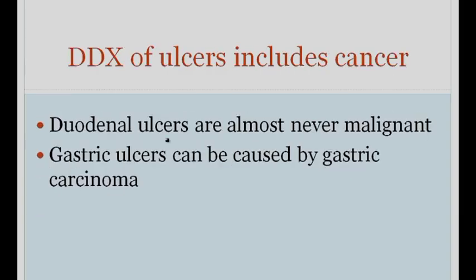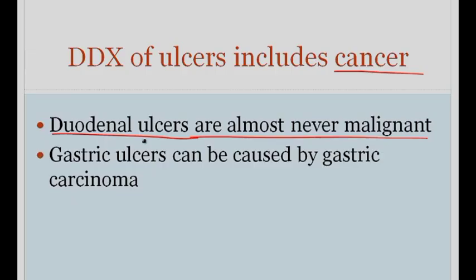Now, one of the differential diagnoses when you have an ulcer in the GI tract is cancer. So we always have to think about cancer. And so when we have peptic ulcer disease, one of the things that comes to mind is, is this really peptic ulcer disease due to, for example, H. pylori, or is it cancer? Well, let me start the discussion by saying that duodenal ulcers are almost never malignant. And so that's a very important principle.